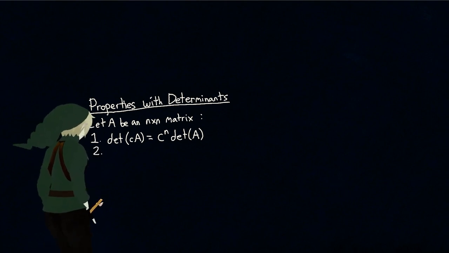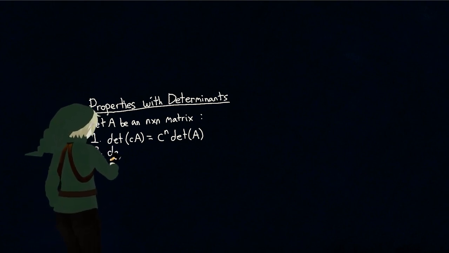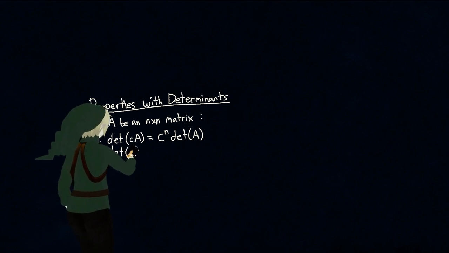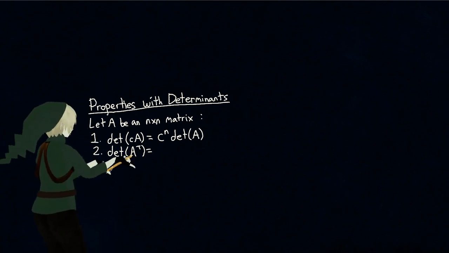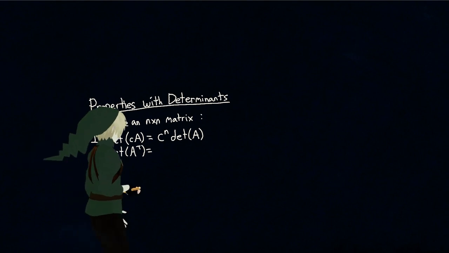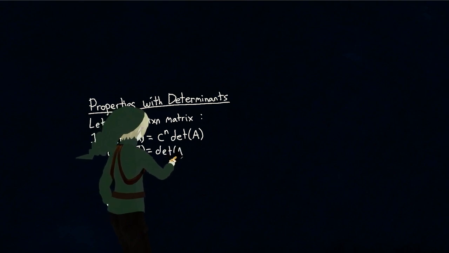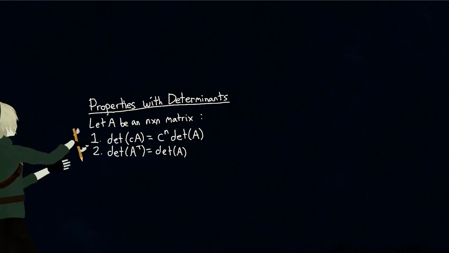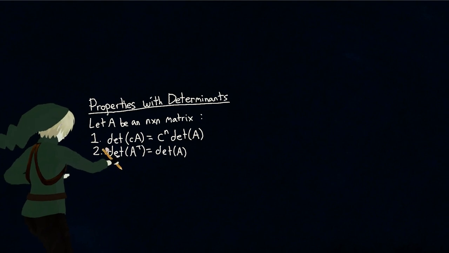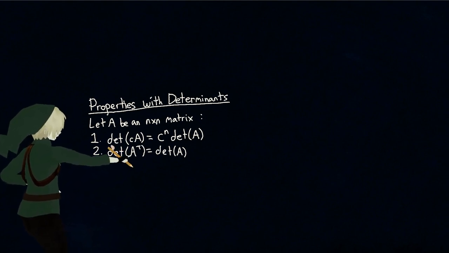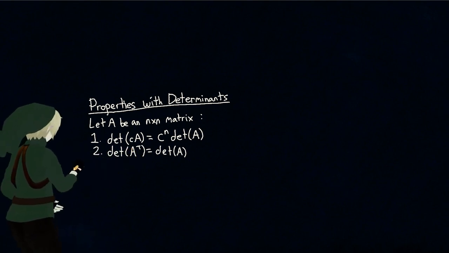Our second property here is the determinant of a transpose matrix. So the determinant of the transpose of A is the same thing as the determinant of A, okay? It doesn't have to be a 2 by 2, it could be literally any n by n matrix. This is true. The determinant of the transpose of A is equal to the determinant of A itself.